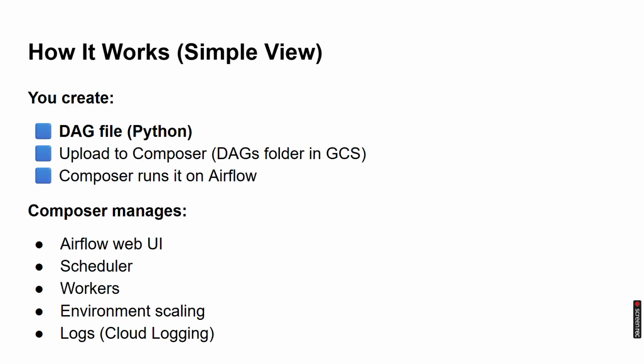Next, we are going to see how it works. It's a simple view. We need to create a DAG file, which is nothing but Python code only, because we are going to use it here in our lab as well. Then we are going to upload that DAG file into our Cloud Composer, that is, the DAG folder in GCS. It will be created first, and Composer runs it on Airflow. Composer will be managing the Airflow web user interface, scheduler, workers, Cloud Logging, and environment scaling.